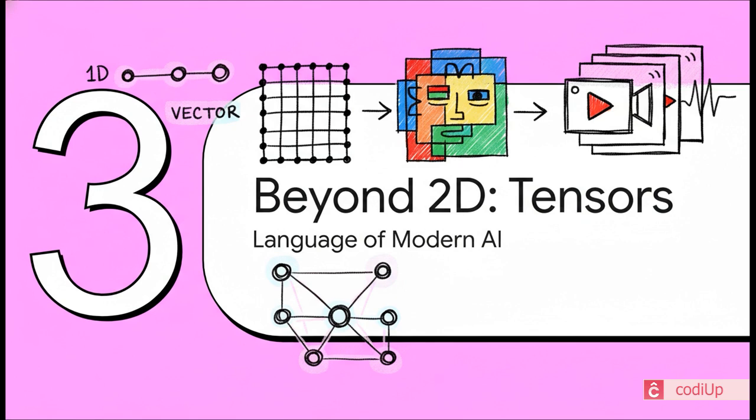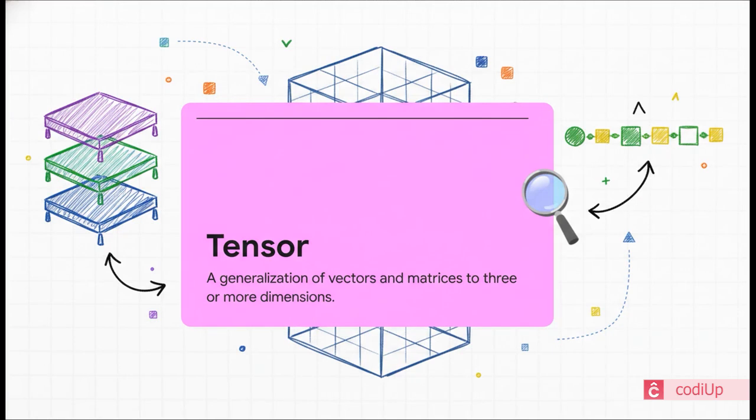I'm talking about a color image or a video clip. This is where we step into the language of modern AI. And that next level is the tensor. The best way to think about it is as a natural extension of everything we've just learned. If a vector is a list and a matrix is a table of lists, well, a tensor is just a stack of tables. It's how we organize data in 3 or 4 or even more dimensions.